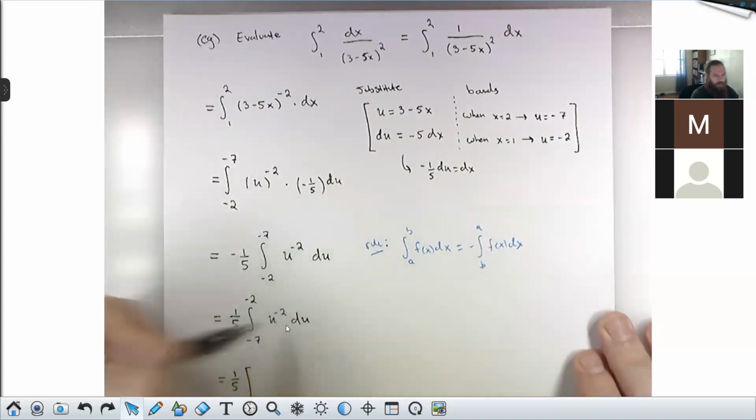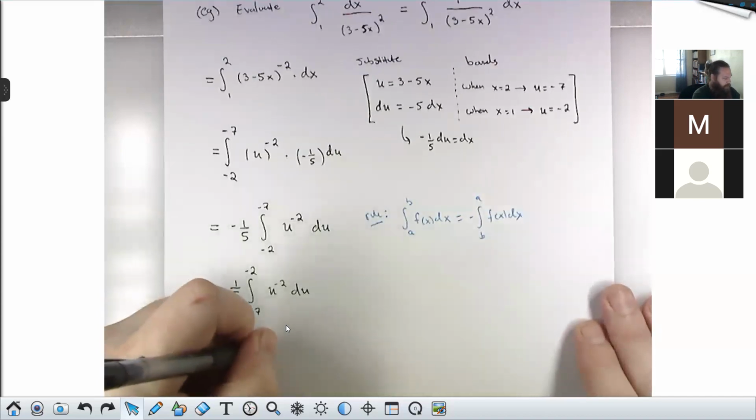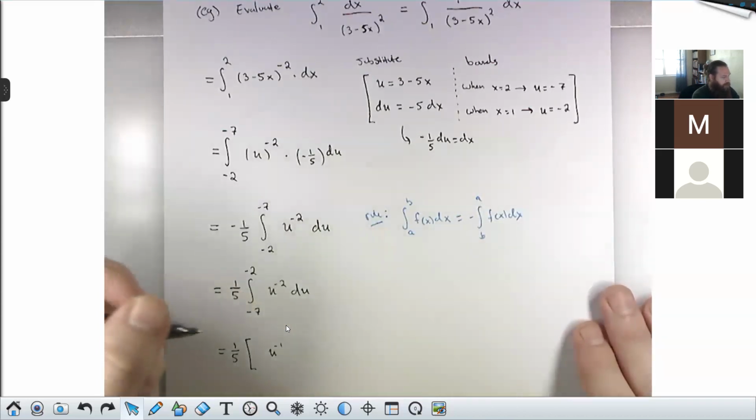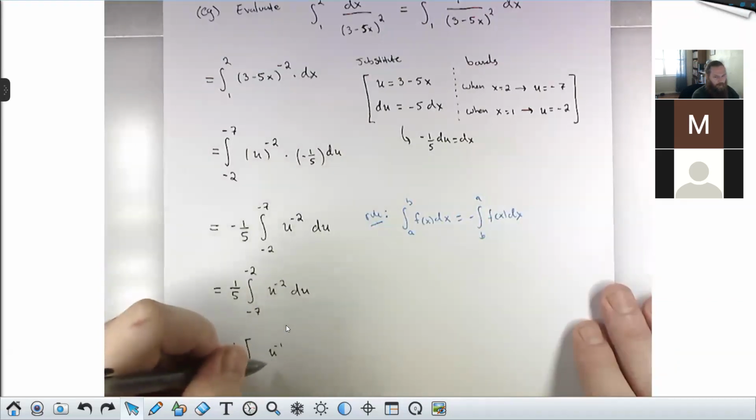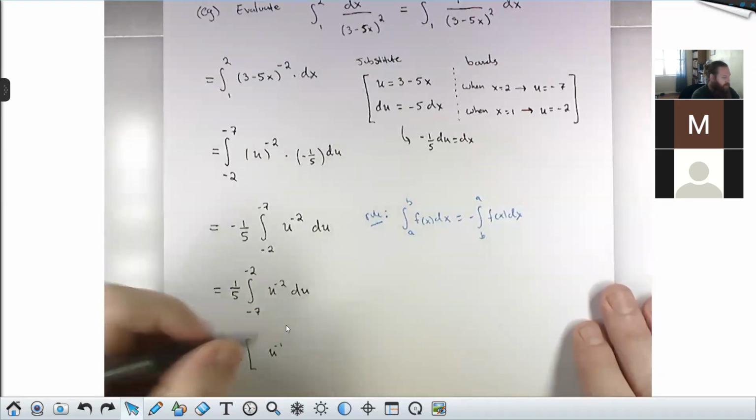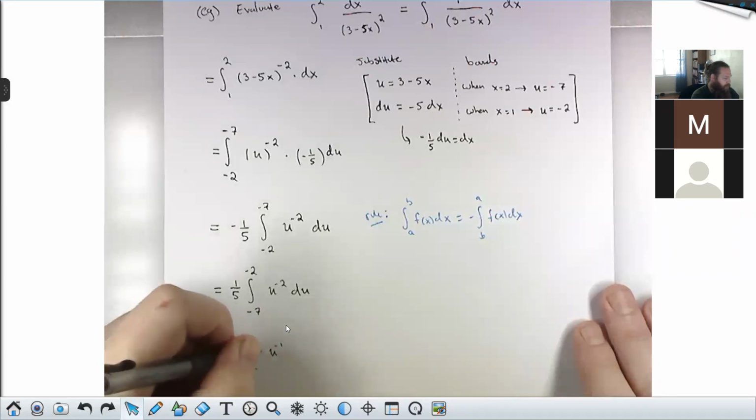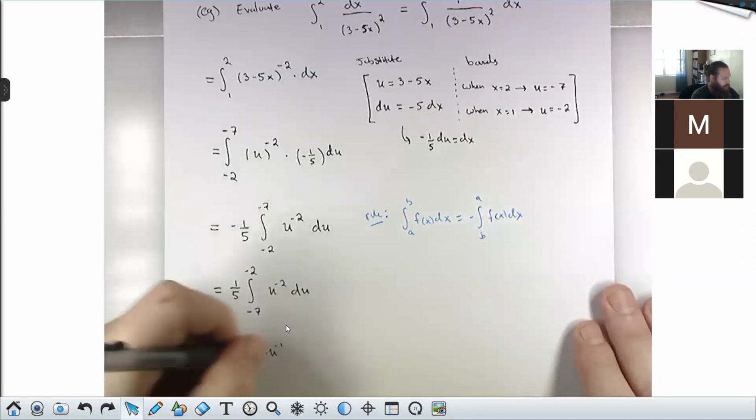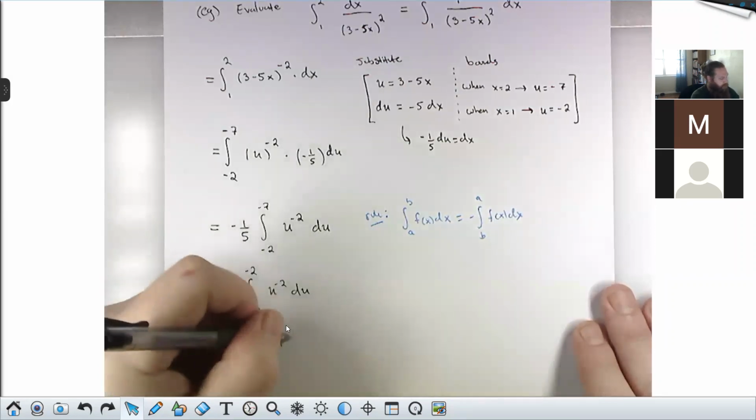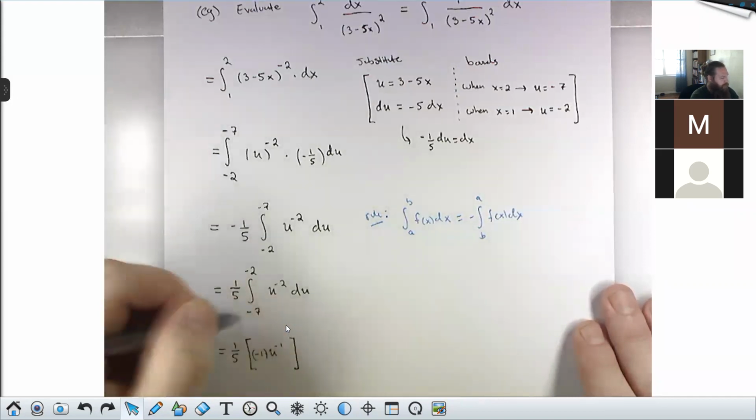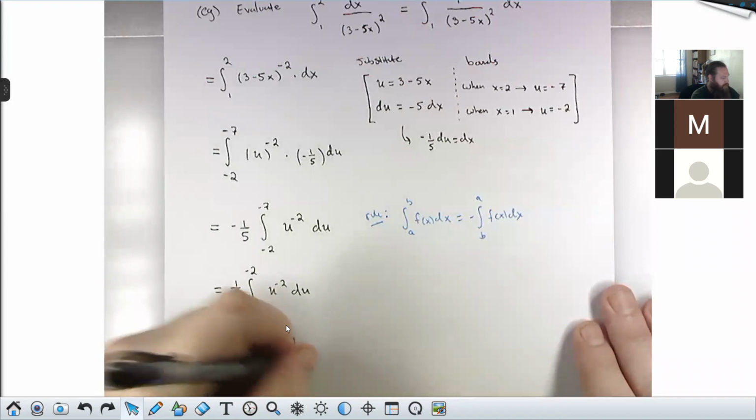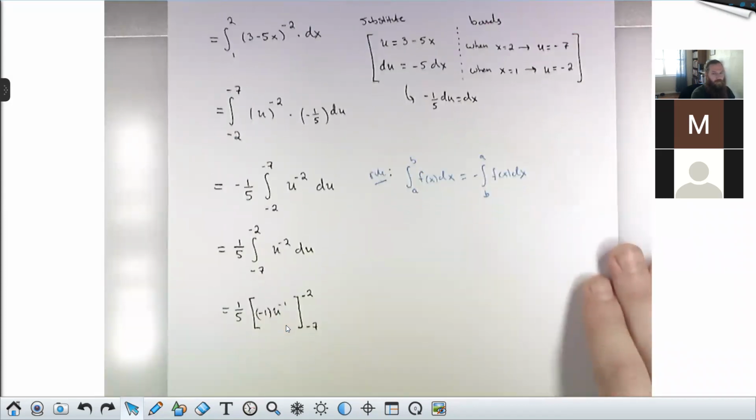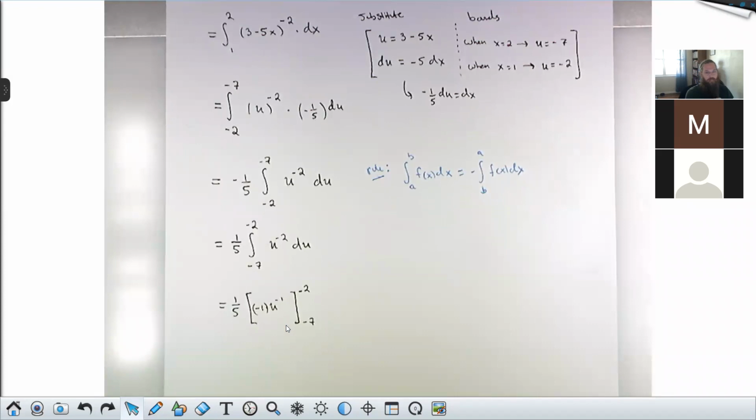If you add 1 to -2, it becomes -1. So this is u to the -1. And if you divide by -1, that's the same as multiplying by -1. All right, so this is -1 times u to the -1. And if I'm being careful, I should write it like this. And this gets evaluated between these bounds, like so. Questions up to here?